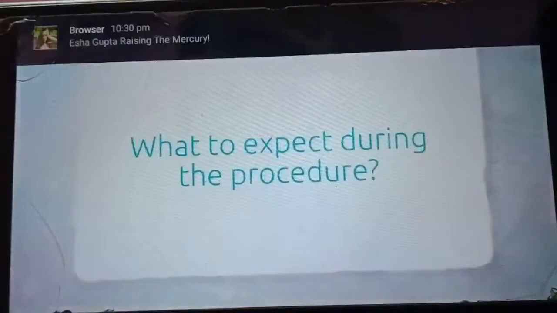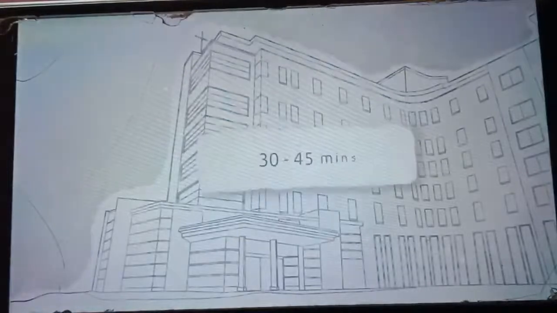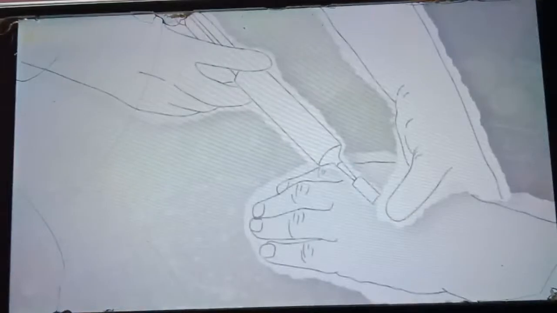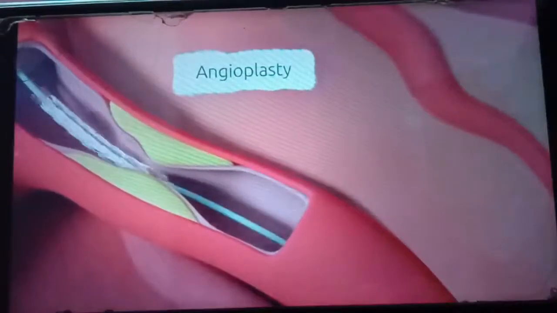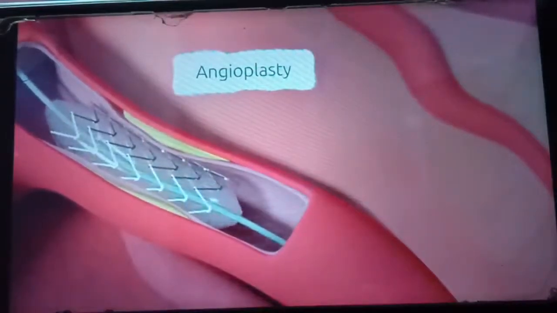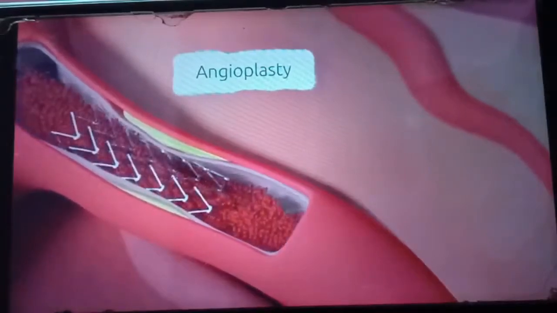What to expect during the procedure? A coronary angiogram is done in the hospital and will take 30 to 45 minutes. You will be awake during the procedure and be given medicine to help you relax. During the insertion of dye, your body might feel warm. If your arteries are clogged, your doctor might do a procedure called an angioplasty to open them. This involves inflating a balloon and implanting a small metal stent to keep the artery open. In this case, the procedure can be as long as 1 to 2 hours.